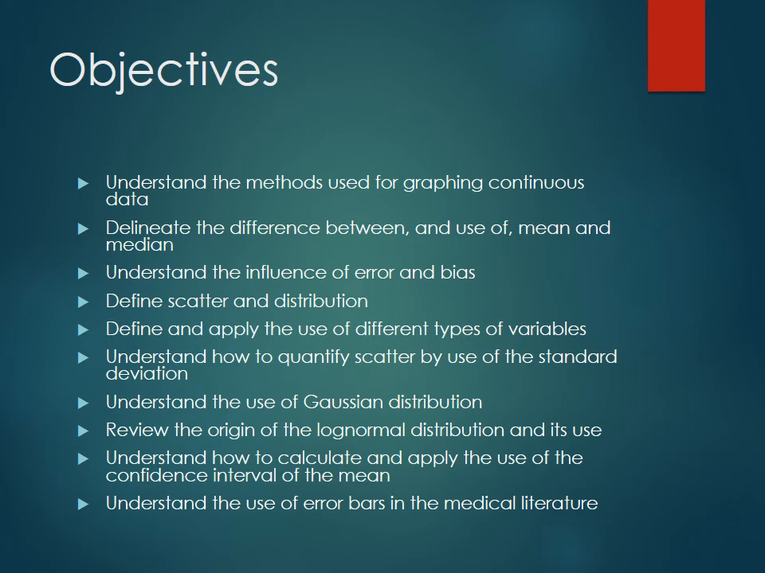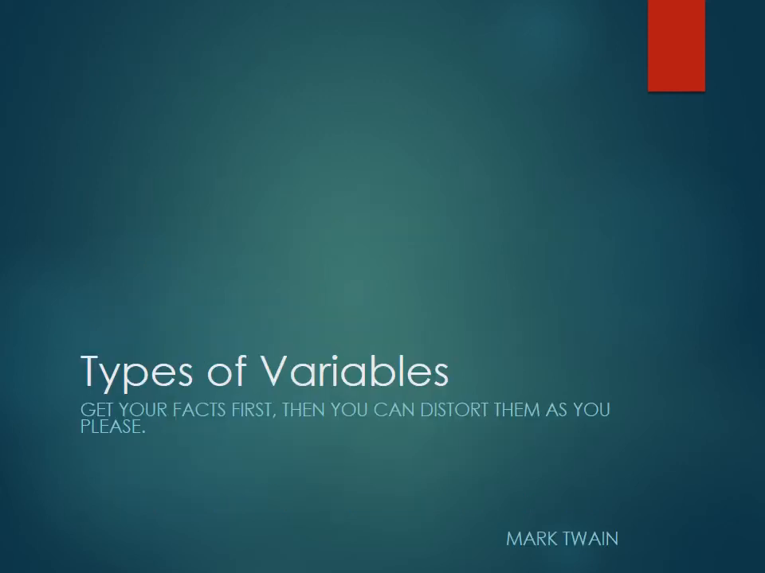We'll also look at the origin of the log normal distribution, how we might use that sometimes, how to calculate and apply the use of confidence intervals of a mean. I'm not going to actually make you ever calculate one on a test, but at least know how you calculate it and know the variables that go into that. And then look at use of error bars in the medical literature. So first off, we'll look at the types of variables that you might run into in the medical literature.